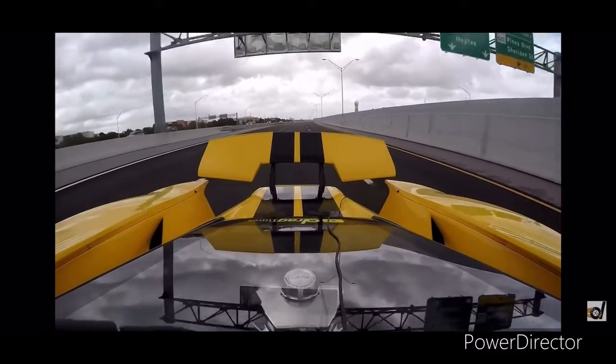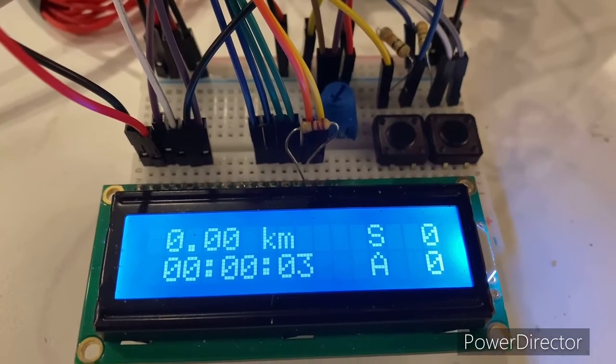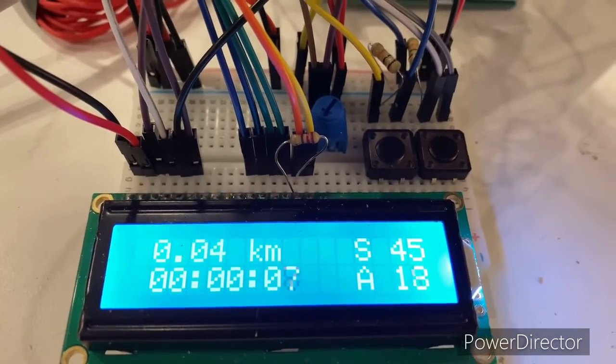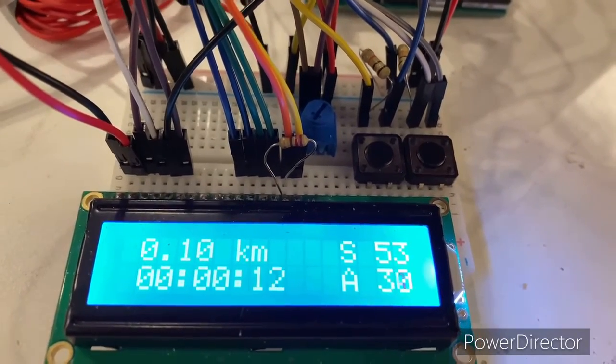Another useful addition would be a gyroscope, which would allow the wing to rotate based on acceleration, deceleration, and g-forces. This would allow the wing to sense deceleration and activate the air brake mode, as well as sense when the car is entering a high-speed, high-g corner and increase downforce accordingly.